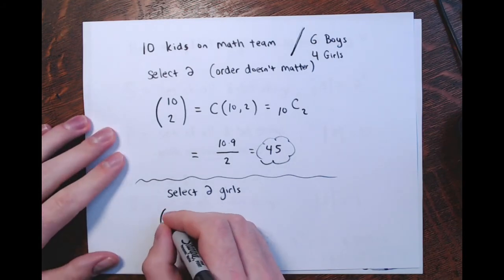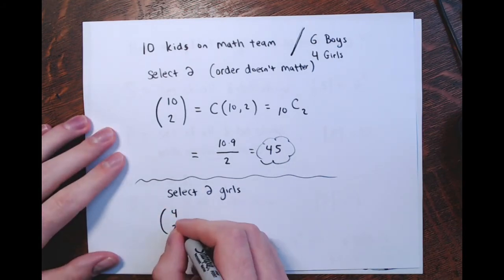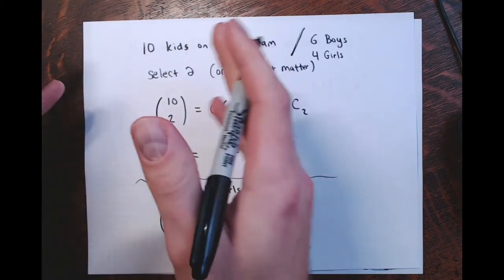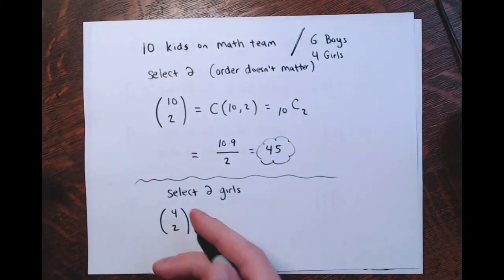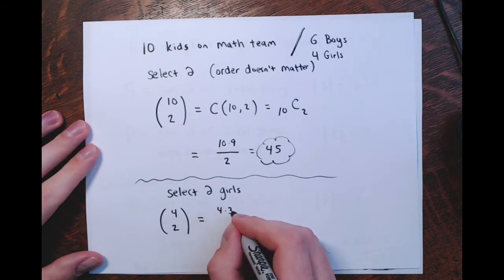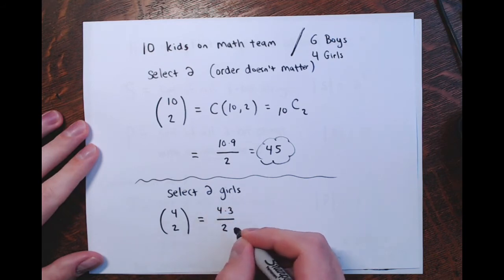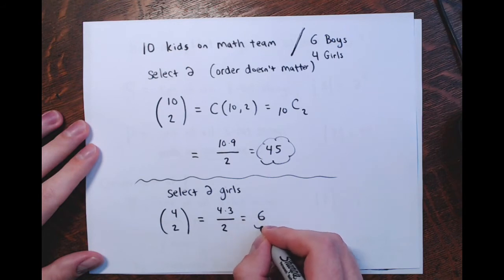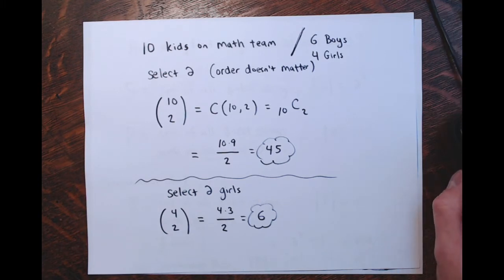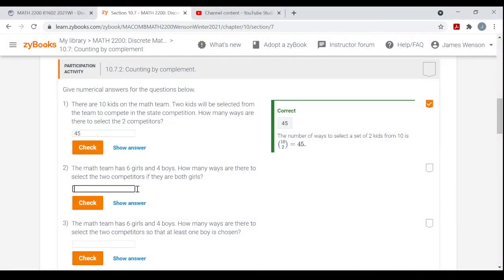So again, that would just be a combination of these 4 girls. I'm just going to choose 2 of them to go to the competition, right? Alice and Sally, Sally and Alice. It doesn't matter what order they come in, so it's still a combination problem. And this would be 4 times 3, the number of permutations, divided by 2 factorial. That's 6. So there'd be 6 ways of choosing exactly 2 girls to go if the team was broken up this way, 6 boys and 4 girls. Okay, so this is 6.